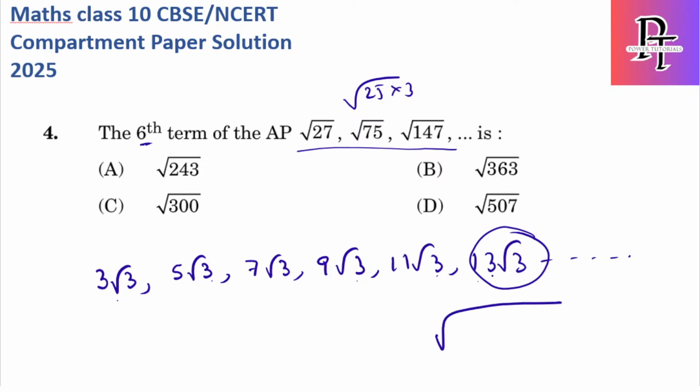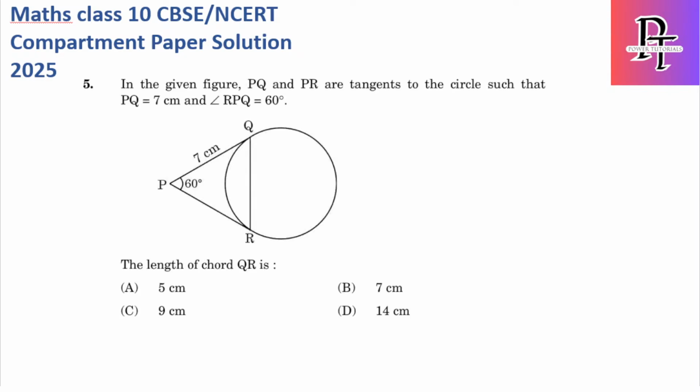So if you want to keep 13 inside the root, this becomes 13 squared into 3. 13 squared is 169. So let's multiply 169 into 3. 9 threes are 27, 6 threes are 18, plus 2 is 20, 1 three is 3, plus 2 is 5. So the answer is root over 507. Okay, let's move to the next one.